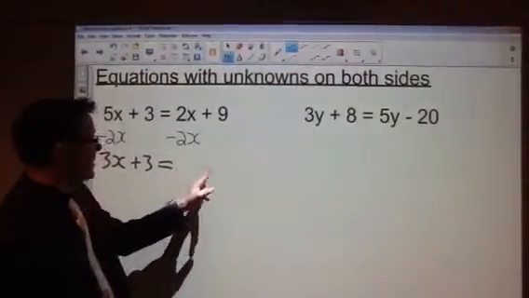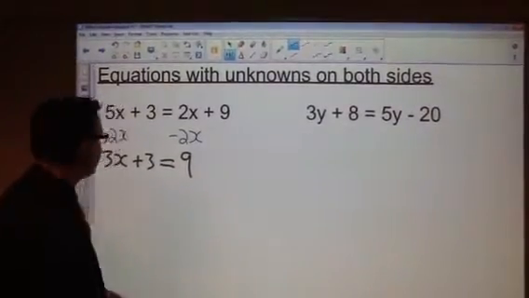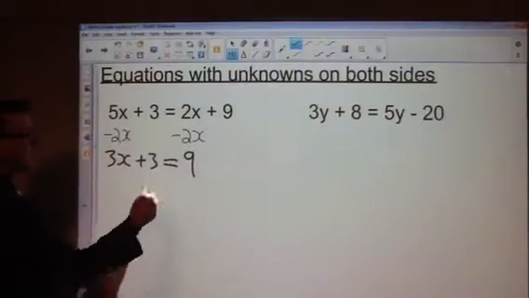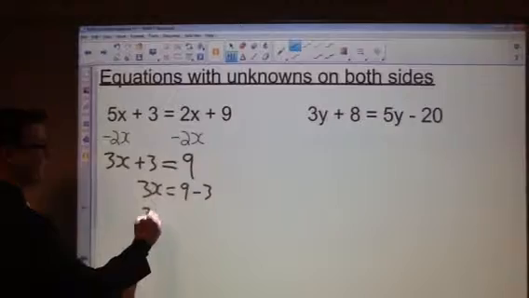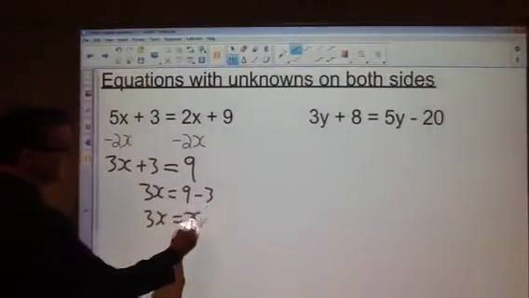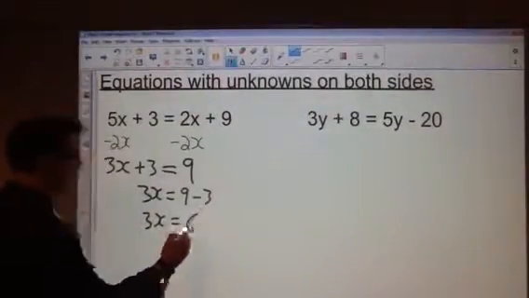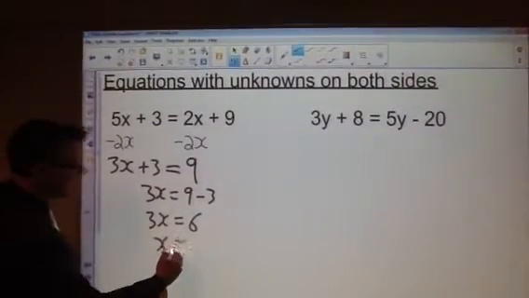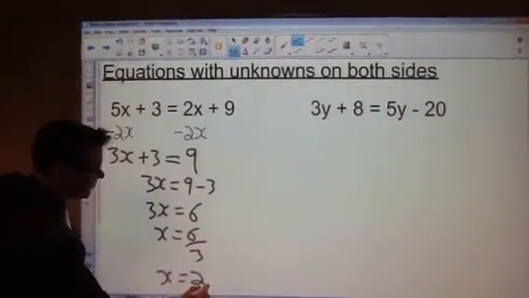Now we could write 0 plus 9, but actually 0 plus 9 is 9, so there's no point. We then have to do our equations in the normal way. I get rid of the plus 3 first by doing a subtract 3, so 3x equals 9, subtract 3. 3x equals 6. And this 3 is timesing the x, so we get rid of times by 3 by doing a divide. 6 divided by 3, x is equal to 2.